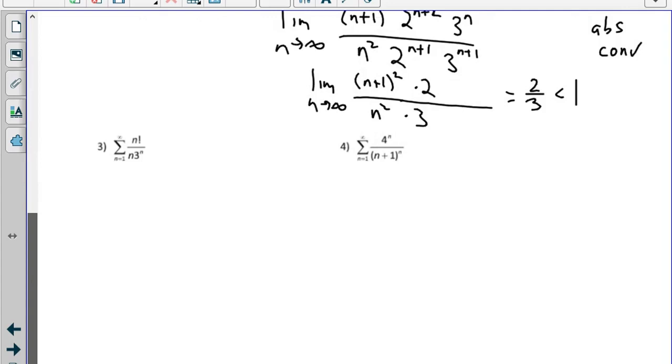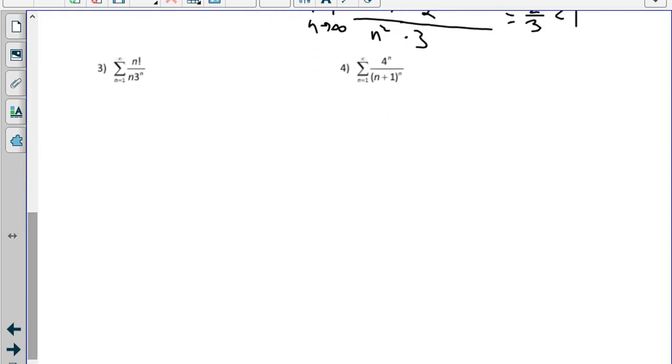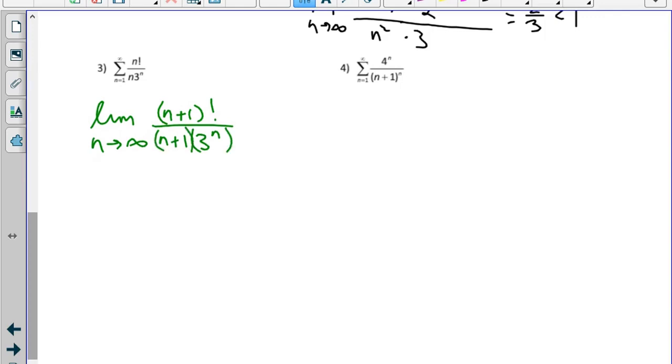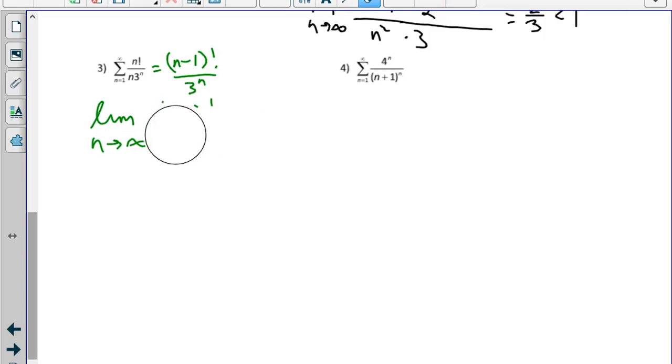If I take a look at 3, n factorial over n times 3 to the n. So I have a bunch of non-zero terms. Limit as n goes to infinity of n plus 1 factorial over n plus 1 times 3 to the n. One thing I could have done at the beginning is change this to n minus 1 factorial over 3 to the n. And actually, I'm going to do that to make the math a little bit simpler. So you didn't have to. You could have gone through all the steps, but I'm going to do this.